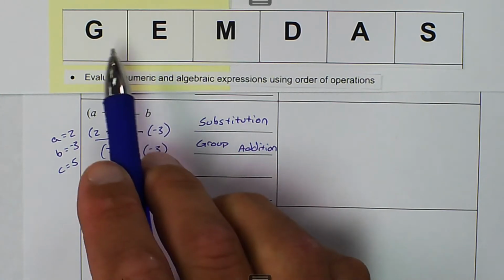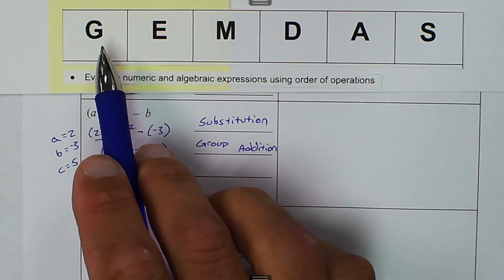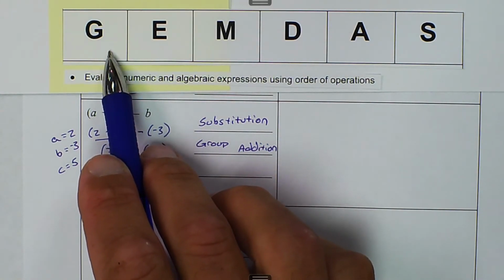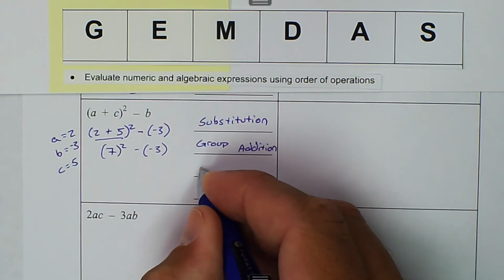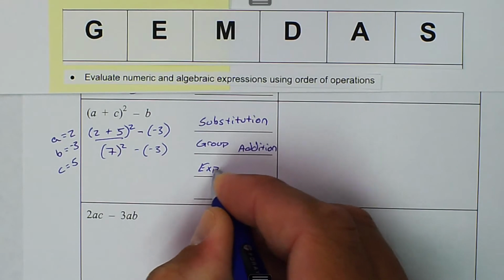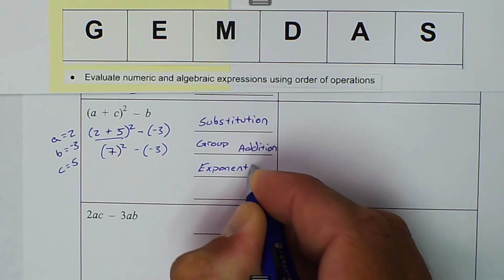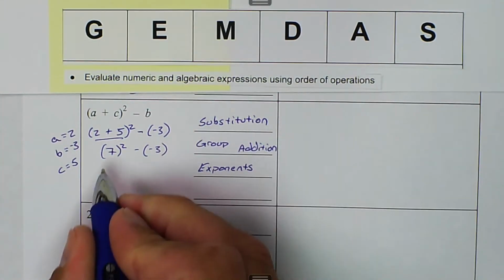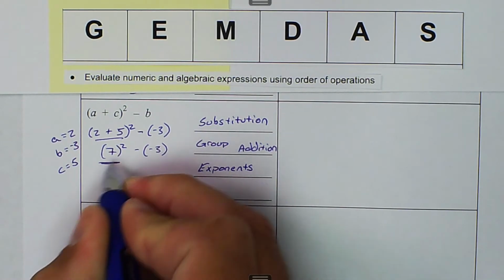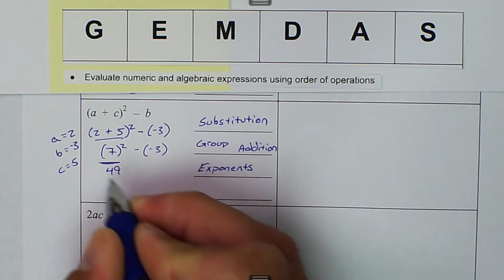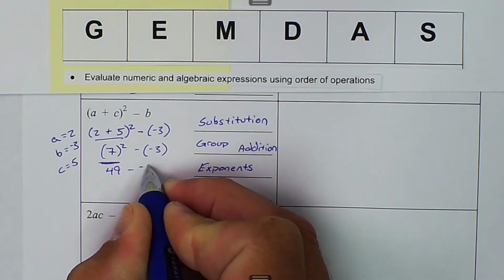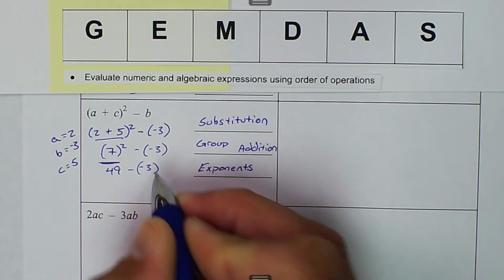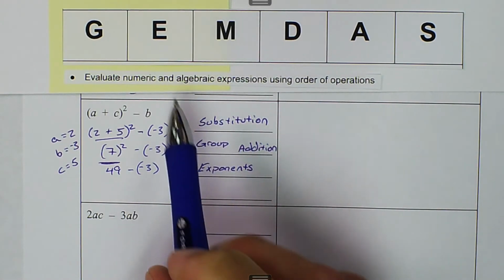Next, we can go, do we have any groups? No. Do we have any exponents? Yes, we do. So we can write down exponents. And 7 squared, that's 49. And then we can say minus a -3. And then we can go on to the next one.